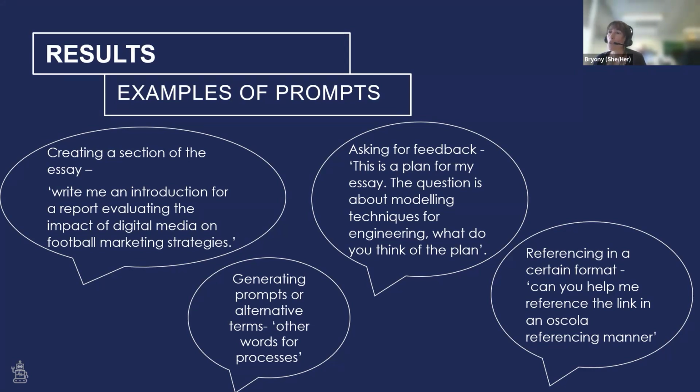So they did also have prompts to look at alternative terms as well, which is actually a very good use of GAI because that's something we try and encourage in the library. Try and think of your alternative terminologies when you're searching for sources so that you don't miss anything. Asking for feedback. So is this plan of my essay, does this look okay? This is the sort of thing that the students were asking about. And they even used it to try and help them do a bit of referencing or to put their referencing into a particular type of format. So in this case, it was the style used in law for Oscola.